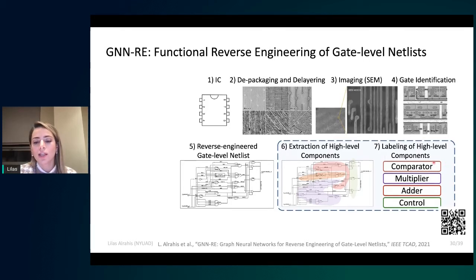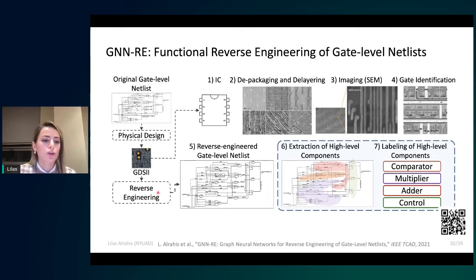And the GNN will be able to identify for us the type of subcircuits, as you can see here, some combinational logic, and also some sequential logic. One important note to mention, this reverse engineered gate level netlist, we don't have just to get it from the fabricated chip, but we can also obtain it from the layout information during fabrication.